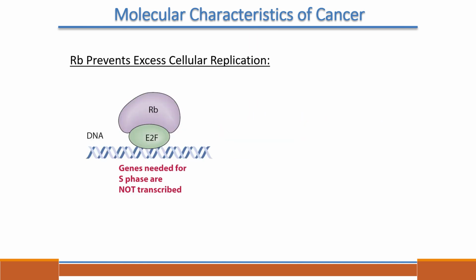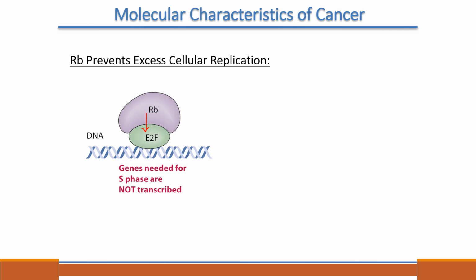Okay, so now if you have this RB protein attaching to the transcription factor, this is a common thing that can happen, that your protein is going to block the transcription factor.